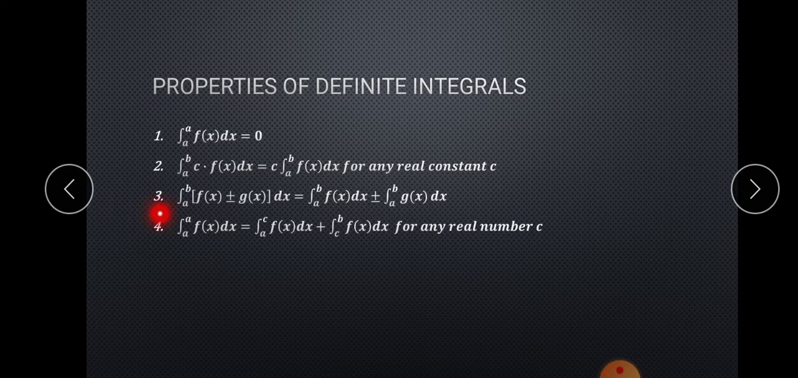Number 3. The definite integral from a to b of f of x plus or minus g of x dx equals the definite integral from a to b of f of x dx plus or minus the definite integral from a to b of g of x dx. Number 4. The definite integral from a to b of f of x dx equals the definite integral from a to c of f of x dx plus the definite integral from c to b of f of x dx, for any real number c.